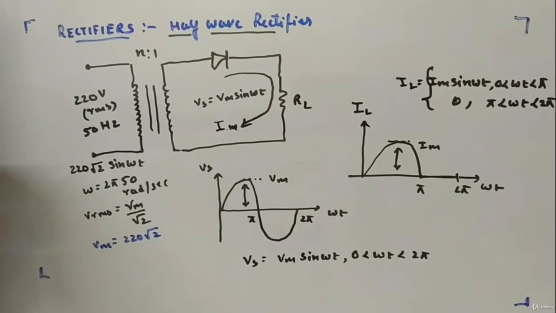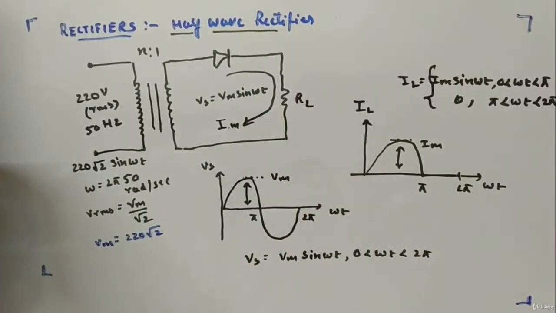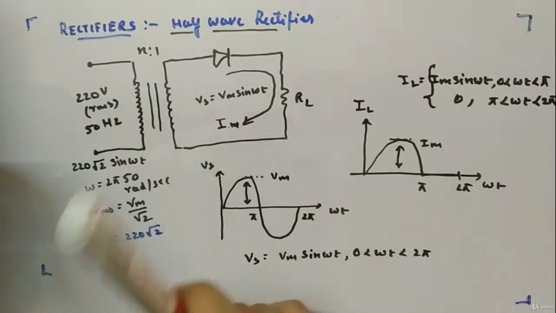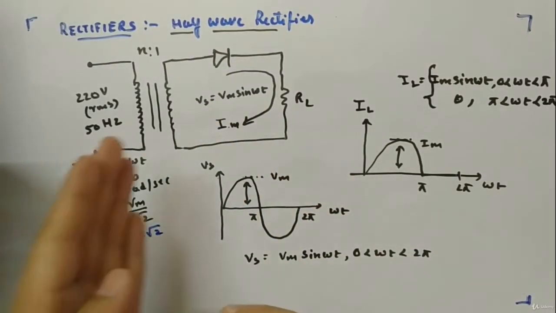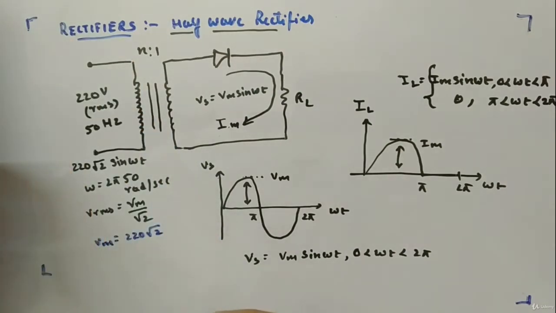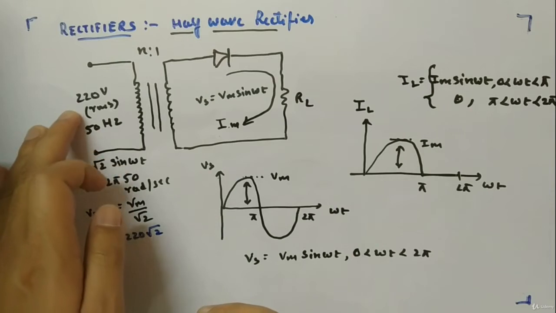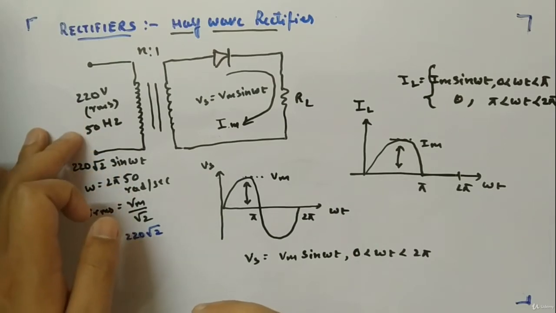Okay, let's look at the first half wave rectifier. This is the circuit diagram of the half wave rectifier. You will have a transformer which is an n is to 1 step down transformer. You will apply 220 volt RMS voltage which is of 50 hertz.